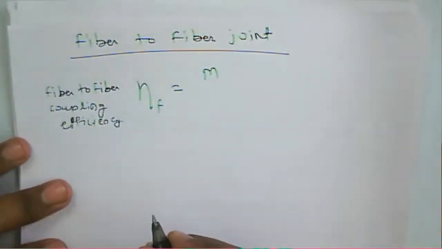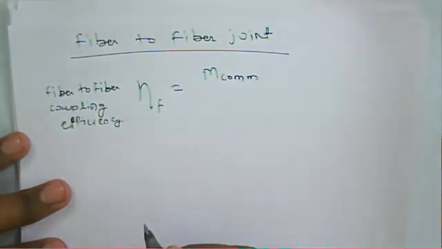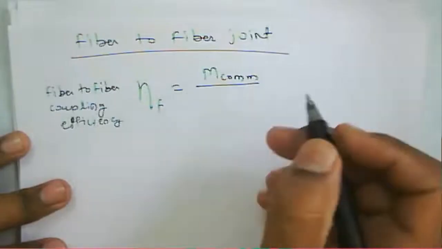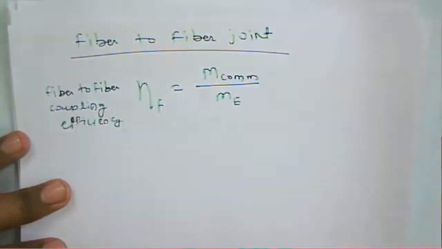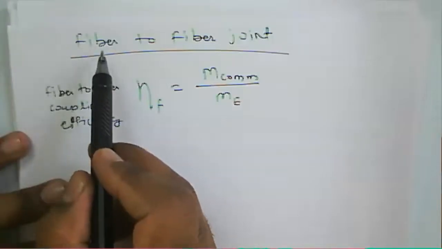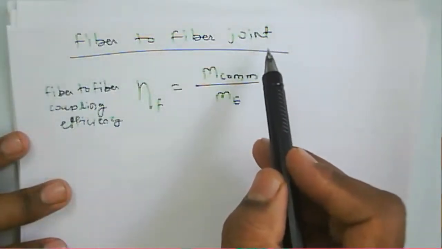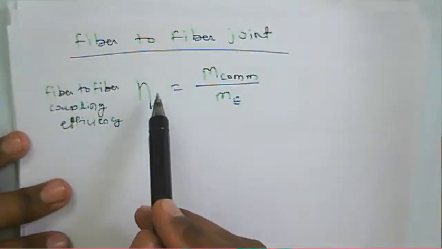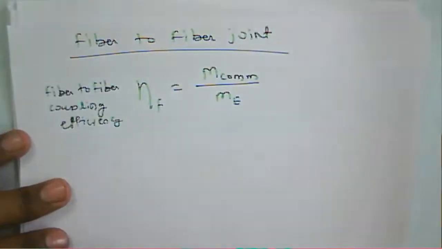So this will tell you what the various common modes are that are propagating through the fiber, and what the number of modes emitting from the fiber will be. Emitting modes means, from one fiber, whichever common modes are propagating through the particular fiber. So the number of modes common to these two fibers will give us the fiber to fiber coupling efficiency.